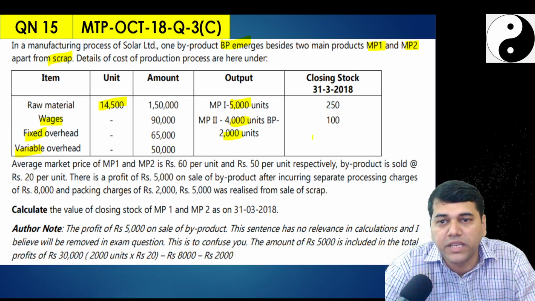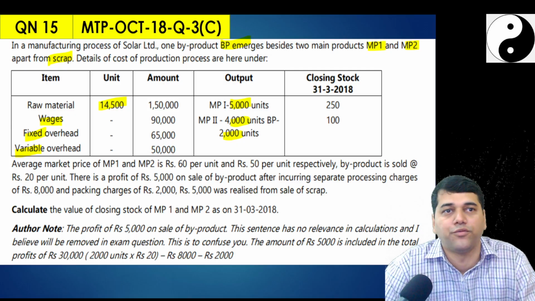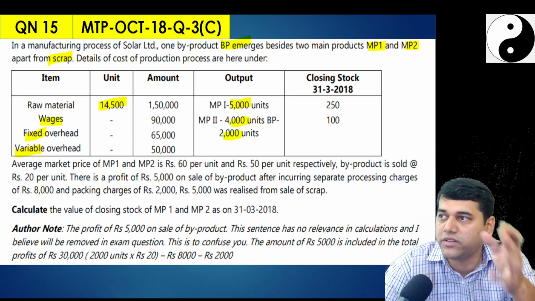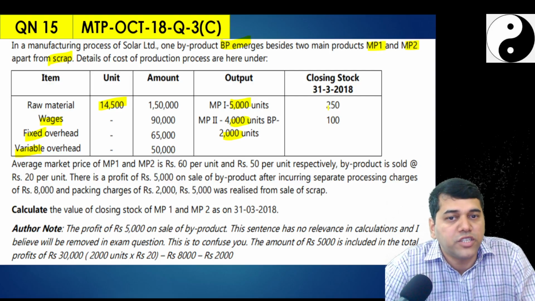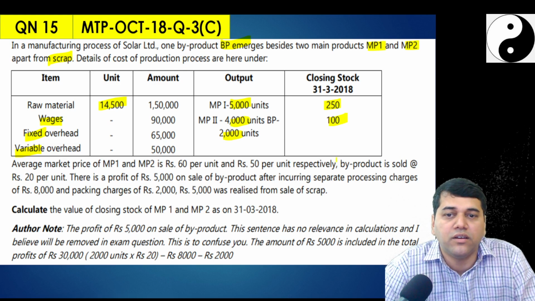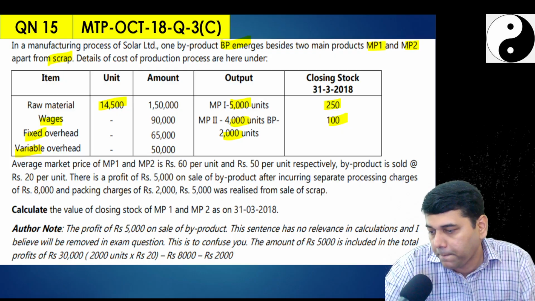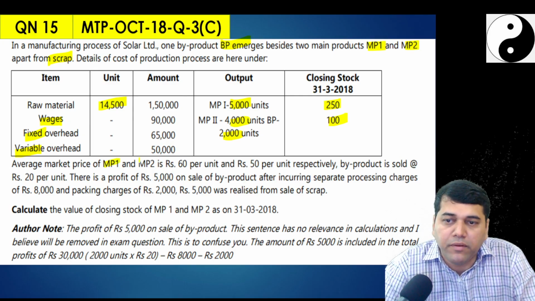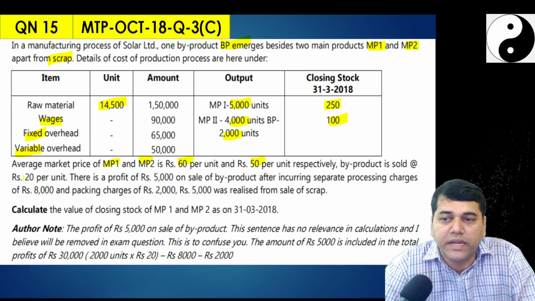Was there any opening stock? No. Nice. So the FIFO weighted average headache is not there for me. If opening stock was there, I should have taken an assumption there. Now closing stock is 250 and 100. Okay, have they given me any closing stock of the byproduct? No. Now average market price of MP1 and MP2 is 60 and 50. Byproduct is sold at 20.